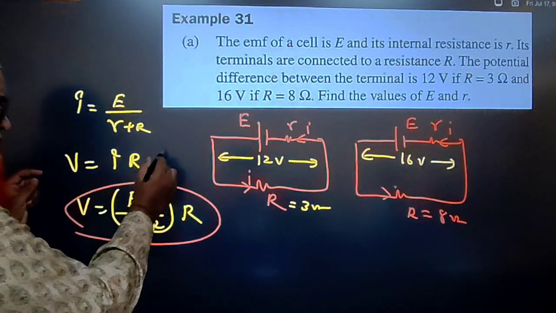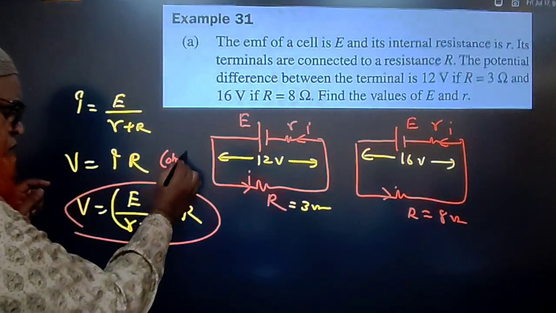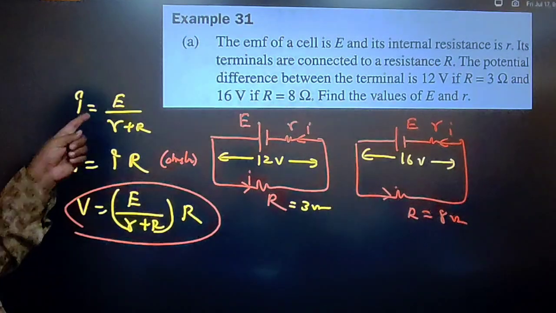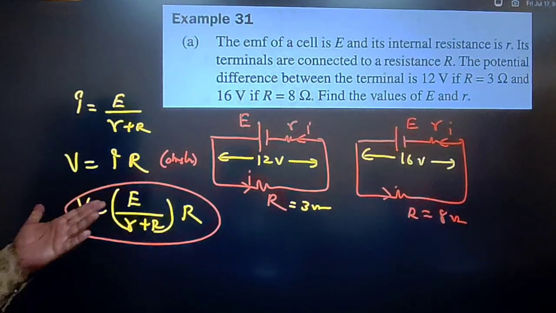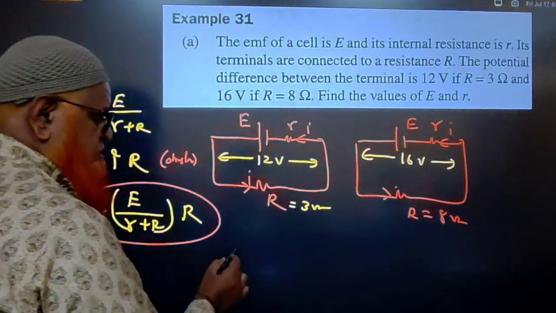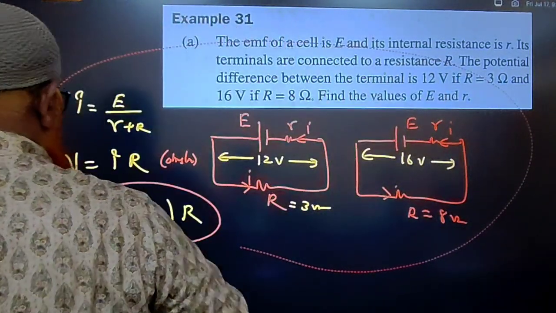So what is the formula for potential here? According to Ohm's law, V is equal to IR. You write I like this. Now just see how to solve this problem by using this concept. I'll make you understand now. Just see.